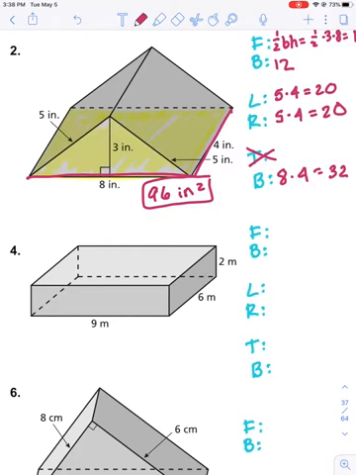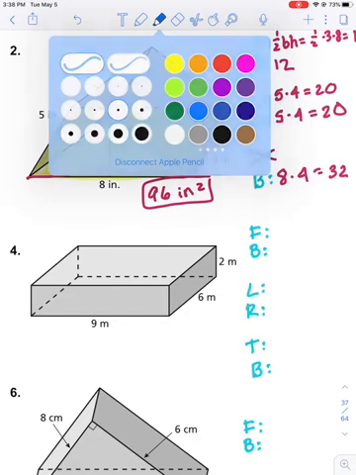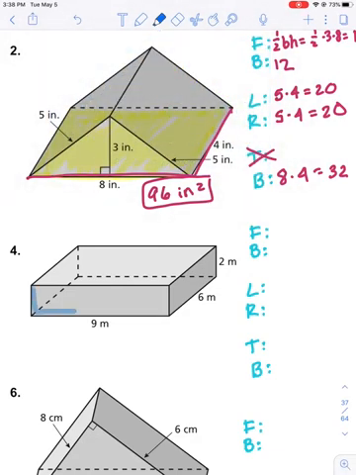All right, 1 down. Pause the video, try number 4. Now number 4 is going to be easier because it's a rectangular prism, which means we get to assume front and back are the same. Left and right are the same, and top and bottom are the same. Plus no triangles. Triangles make everything harder. So this will have all the sides. Let's start with front and back.